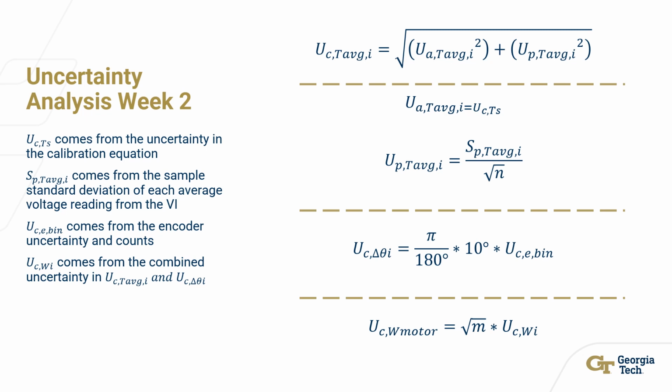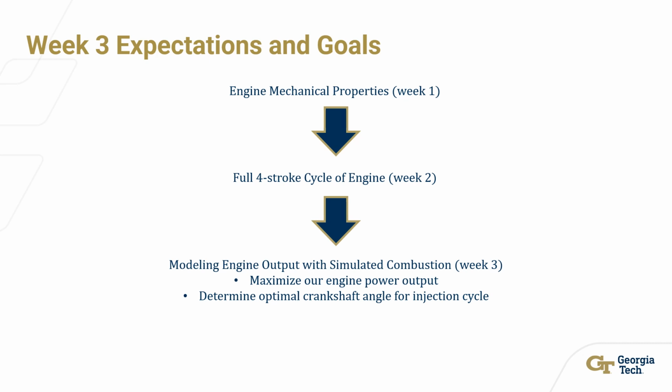The goal of week 1 was to determine the work done by friction and the work done by the motor. Taking that into week 2, the 4-stroke cycle of the system can be modeled and the work done by air will be determined. In addition, the uncertainty from the work of air will be used to qualify the model used in this experiment.